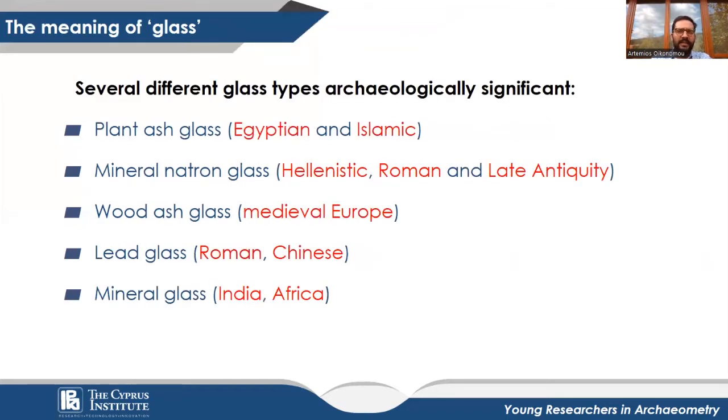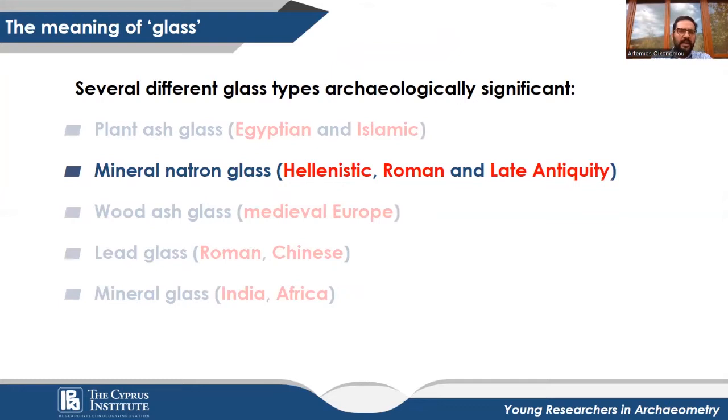Glass is usually defined and categorized according to the raw materials used to make it. Therefore, we can have the basic categories such as plant ash glass, which was mostly the prehistoric and Islamic glass, mineral natron glass, which covers mainly the first millennium BC until around 800 AD, and some other special categories such as wood ash glass in medieval Europe, lead glass, and mineral glasses. In this presentation, I will focus on mineral natron glass and the first millennium AD.